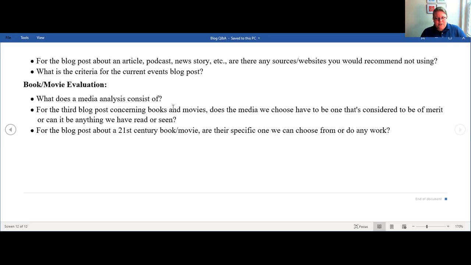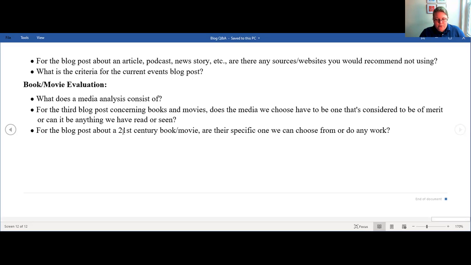I don't think it's 21st century. Well, I guess the movies would be, but if you want to do something as out there as Twilight or Harry Potter, that's fine too. So it doesn't have to be anything big, but I want you to evaluate the way that religion plays a role in stuff that we see in the 21st century.